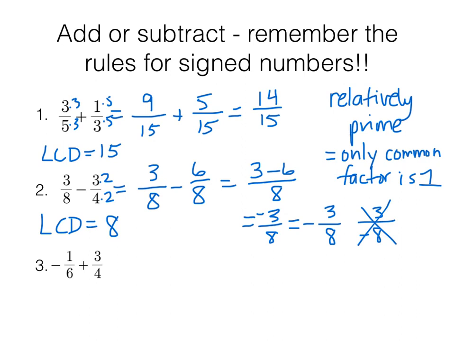All right, next one, we've got -1/6 and positive 3/4, so -1/6 plus 3/4. The least common denominator here, use your method of taking the larger number and asking yourself, does 4 go into 6? No, it does not. Now take multiples of 6. The next multiple of 6 after 6 is 12. And that's our common denominator because 4 does go into 12.